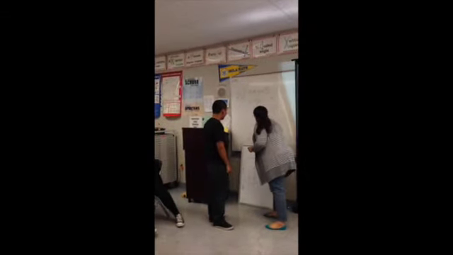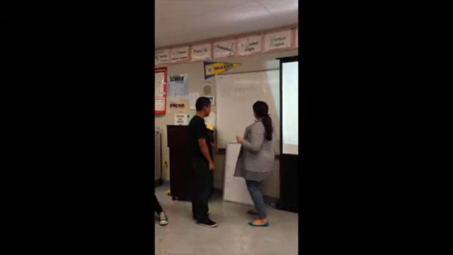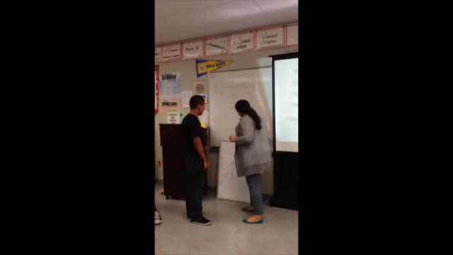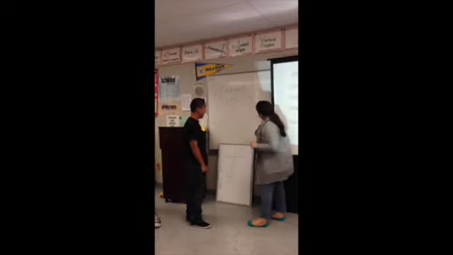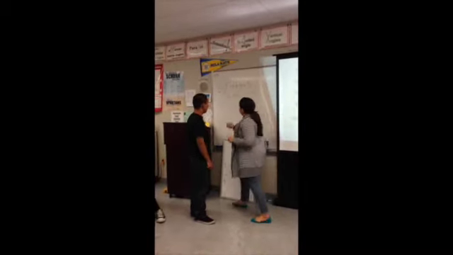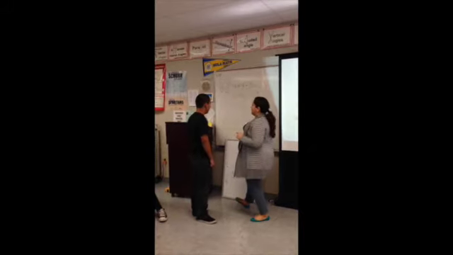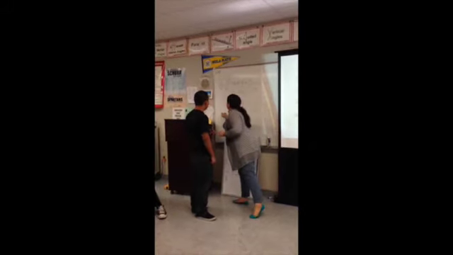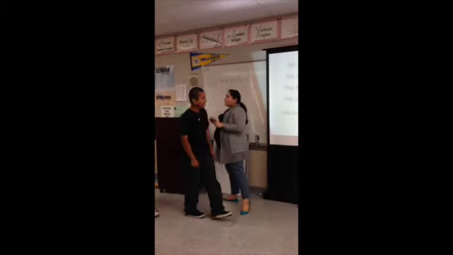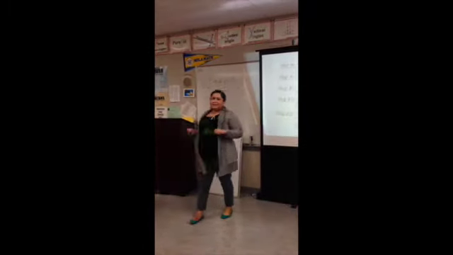Negative x equals 4. And you divide it by -1. So you get x equals -4. So how do I write my answer? -4. A round of applause for everyone.